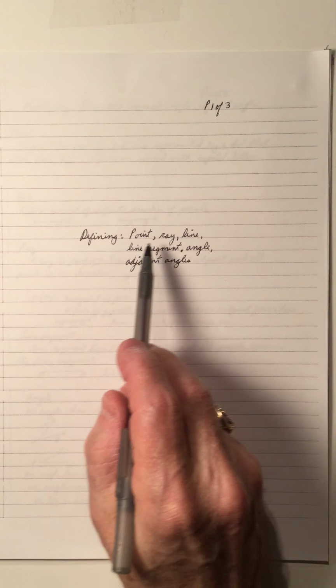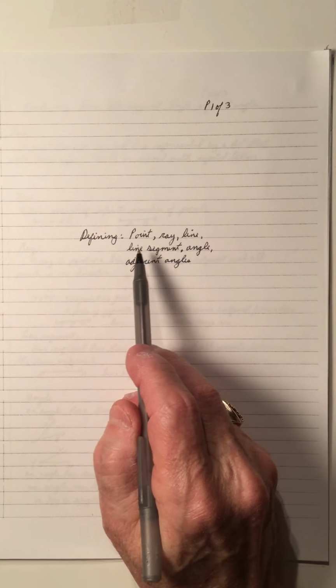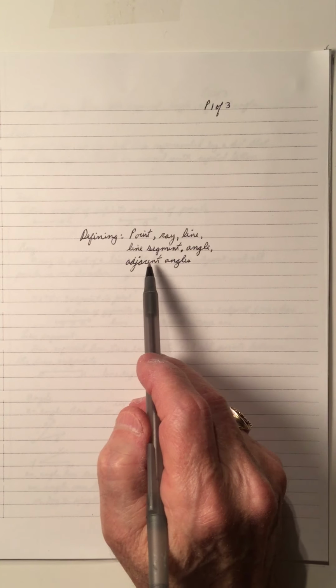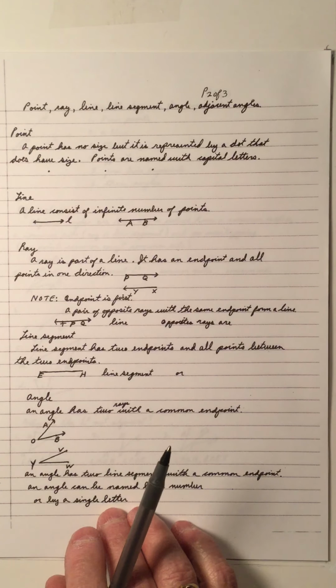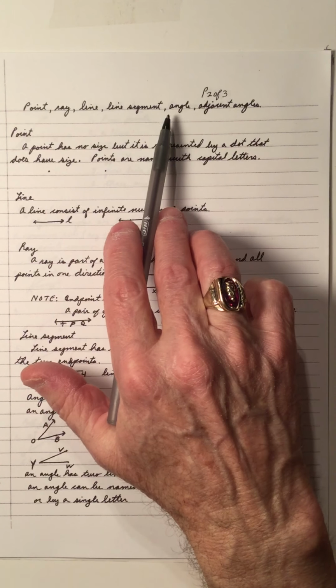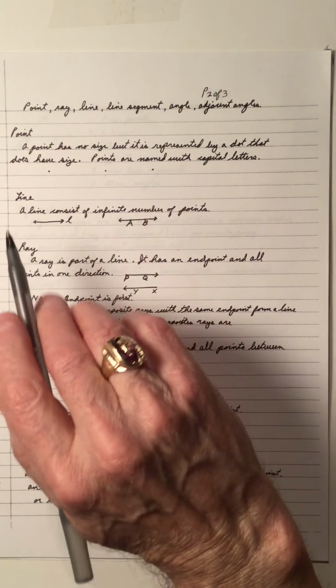Hi, welcome to my video on defining a point, ray, line, line segment, angle, and adjacent angles. Those are all the definitions that will be in this video. Point, ray, line, line segment, angle, and adjacent angles are in this video.